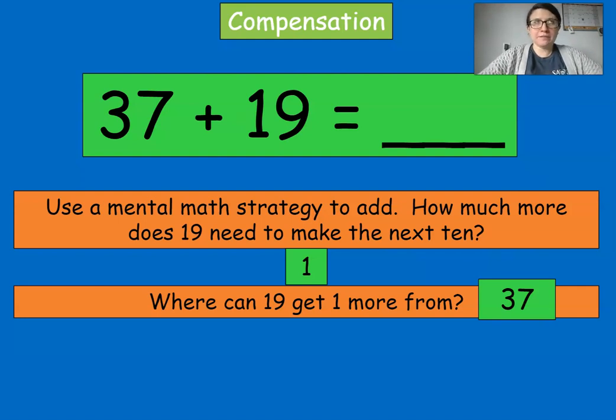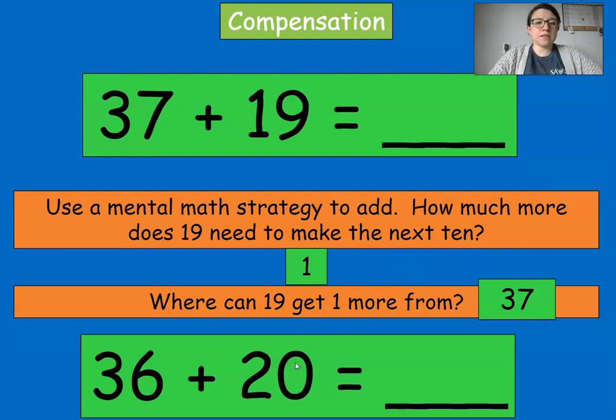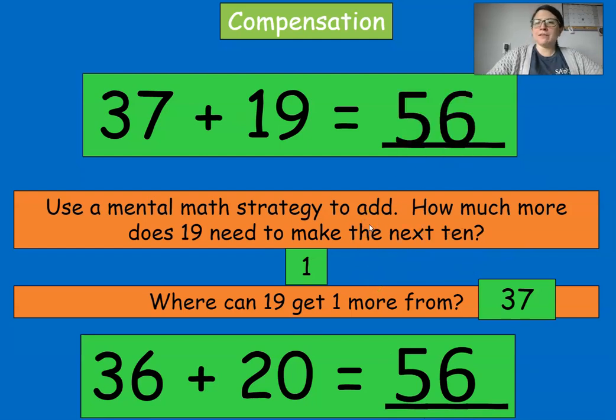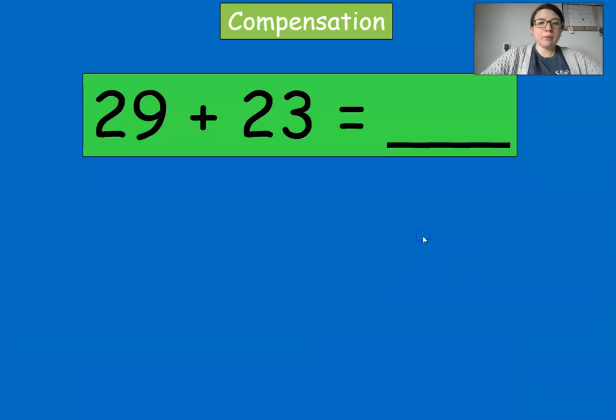So what's our new problem going to say? It's going to be 36 plus 20. Beautiful. What's 36 plus 20? Whoop. 56. And what's 37 plus 19? Still going to be 56. What we do to one, we do the other, and it's just an easier way to solve it. Still going to give us the same answer. Let's try one more. Or 2 more.